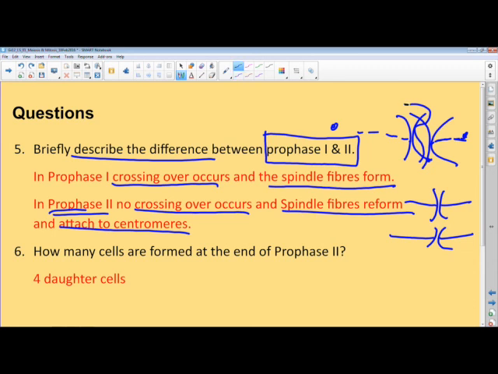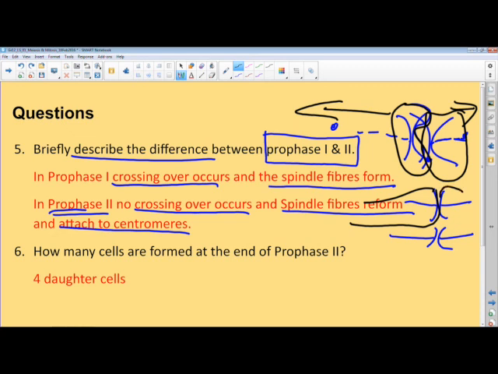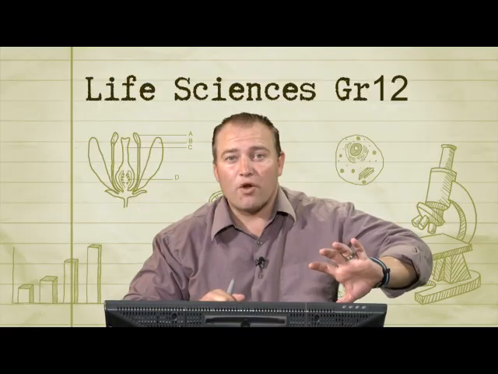If I have a look at this, that one there is going to be pulled in that direction, and this one here will be pulled in that direction. Here, half of it gets pulled that way, and here, half of it gets pulled that way. Can you understand how it works? And that's the difference between prophase 2 and prophase 1.